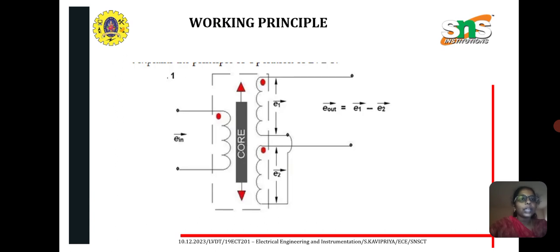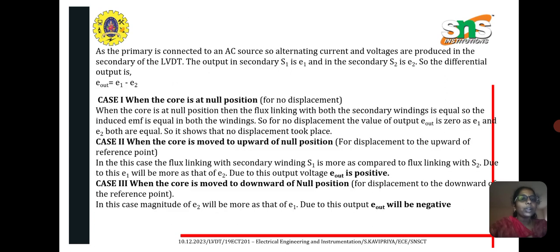And next is the working principle of LVDT. Here we are going to consider three cases. Before that, the output at the secondary winding S1 is denoted as E1 and the output at the secondary winding S2 is denoted as E2. So E1 and E2 are the EMF generated due to the flux linkage in the secondary windings. The differential output E out is given as E1 minus E2, which is the difference of the EMF generated at the secondary winding S1 and the secondary winding S2.